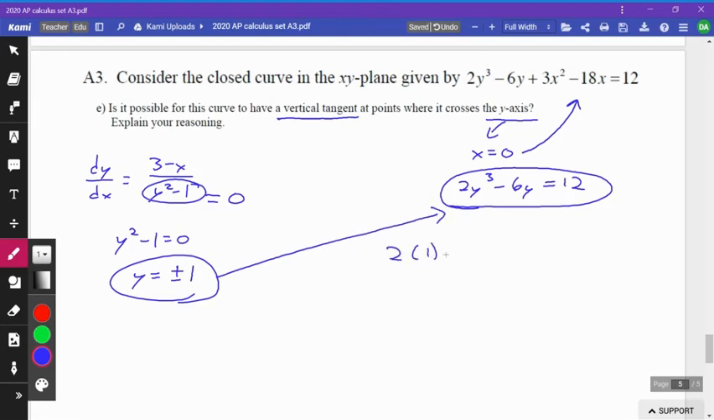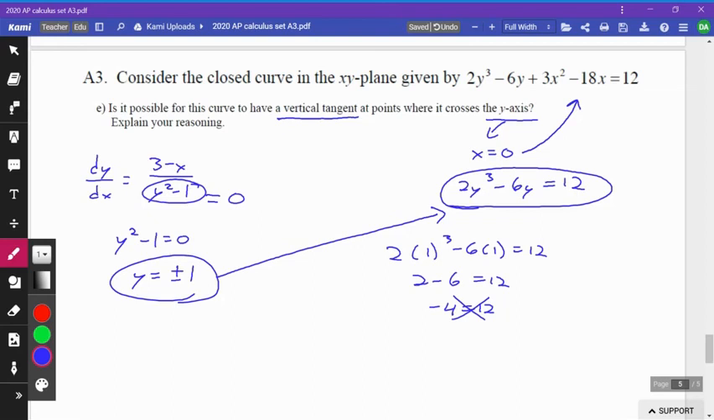If I plug a positive 1 in, I get 2 minus 6 equals 12, negative 4 equals 12. Well, that doesn't work out. So I know when I plug a positive 1 in, I cannot have a vertical tangent.